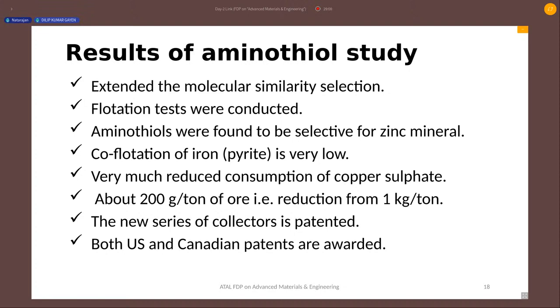Okay. Repeating the results of aminotriacetate. The aminotriacetate is formed slightly, and the rotational pyrite mineral is very much reduced. And the copper sulfate, which is normally used at a dosage of 1 kilogram per ton, is now reduced to 2 per ton. That means we are saving quite a large amount of money spent on copper sulfate. And more, as I said in the previous slide, copper sulfate is a very corrosive chemical. We are almost reducing the amount of use.